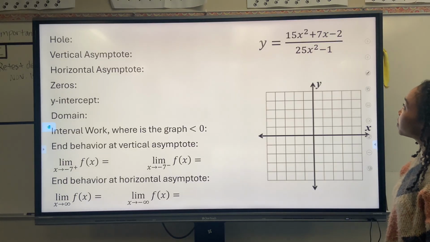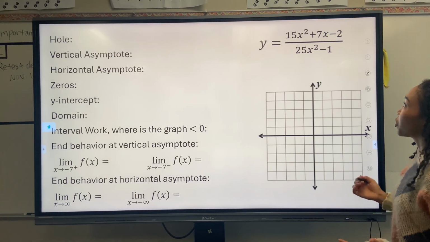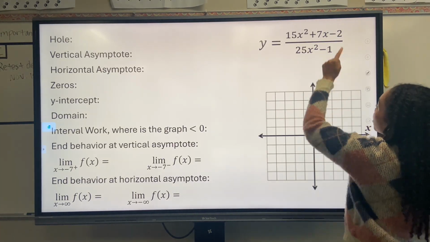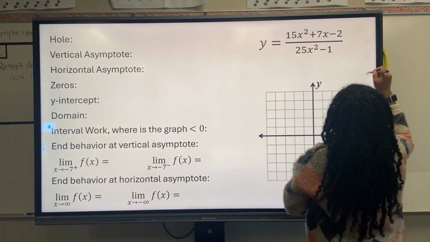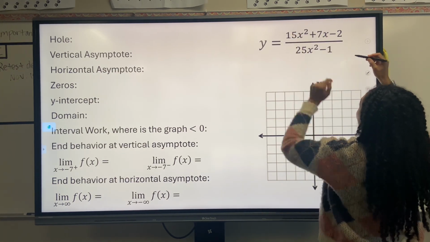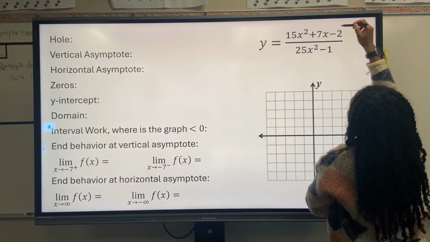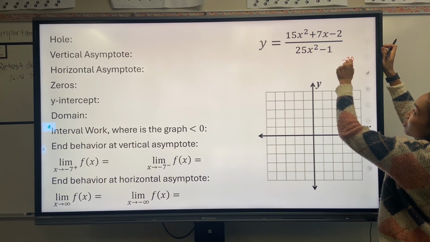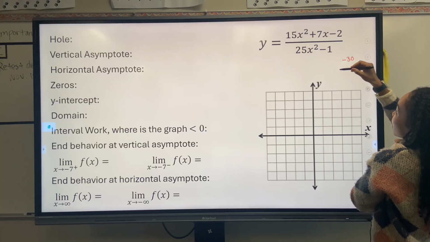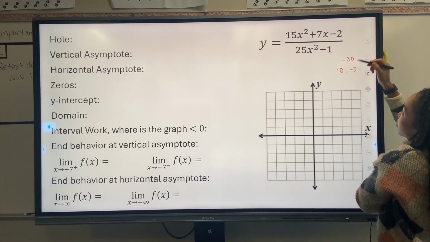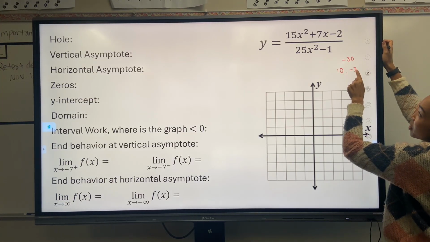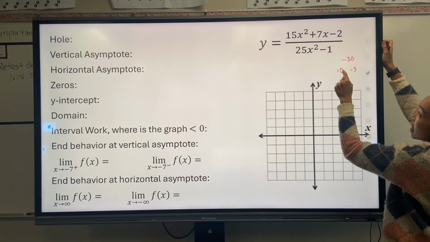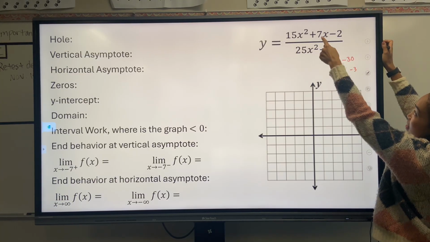Here's a more harder one. You always have to factor. So to factor the numerator, your a value is not 1. So when your a value is not 1, you have to multiply a times c, which is negative 30. So you need two numbers that multiply to negative 30 and add to 7. That's 10 and a negative 3. 10 times negative 3 is negative 30. 10 plus a negative 3 is 7.